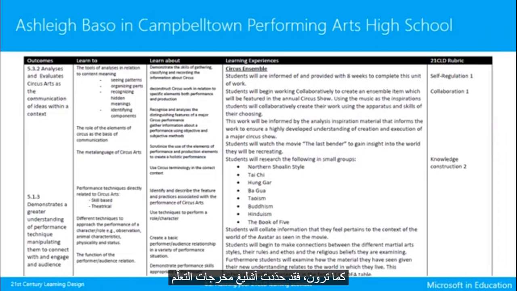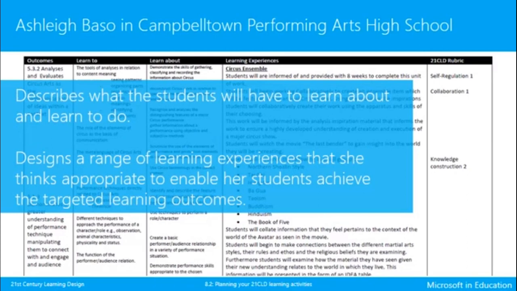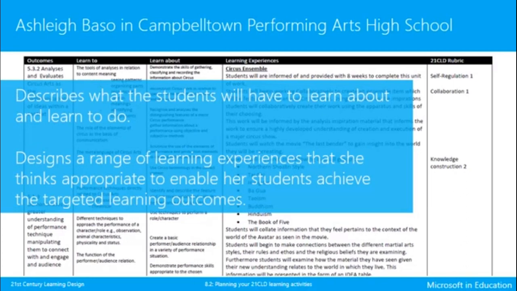As you can see, Ashley has outlined the learning outcomes from the New South Wales curriculum. She describes succinctly and clearly what the students will have to learn about and learn to do in order to be able to achieve these learning outcomes. Considering her students and her school context, Ashley has then designed a range of learning experiences that she thinks appropriate to enable her students to achieve the targeted learning outcomes. She has then indicated the code she thinks best describes the learning activity that she has outlined.